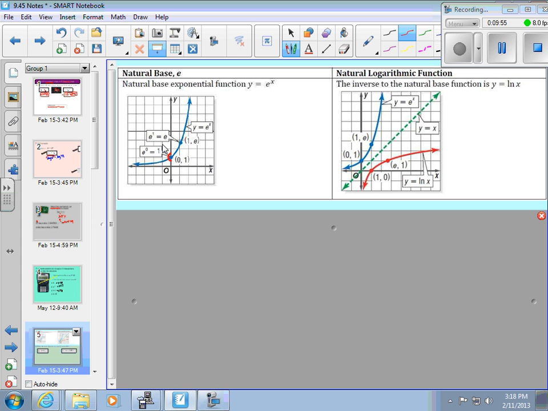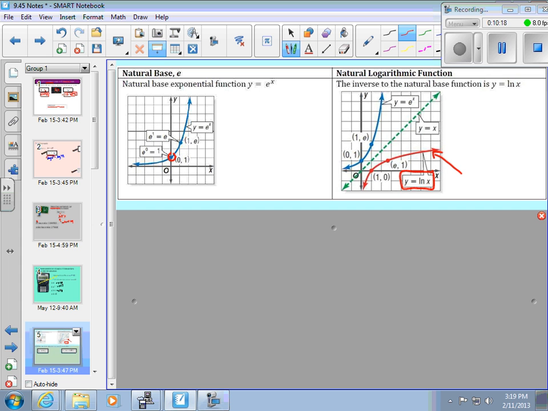It does go through the point (0, 1) like a lot of our other exponential graphs, and it also has a point (1, e). So it's one of those exponentials that starts growing slowly and then increases exponentially. The inverse to that, if you switch around all the x and y values, is this graph right here. And you can see the equation of that is y equals ln x.